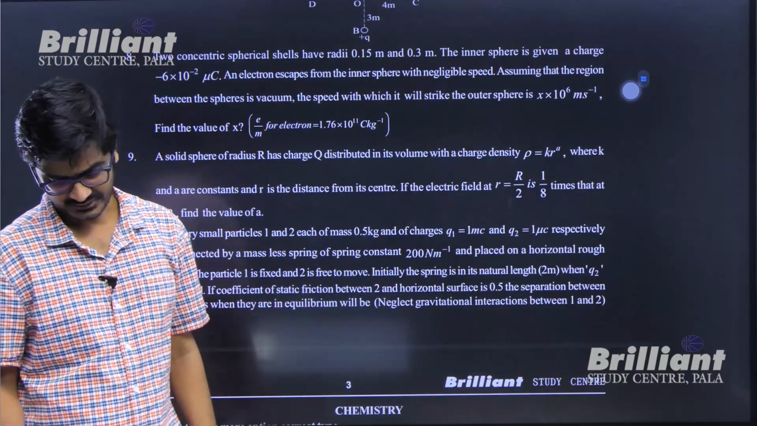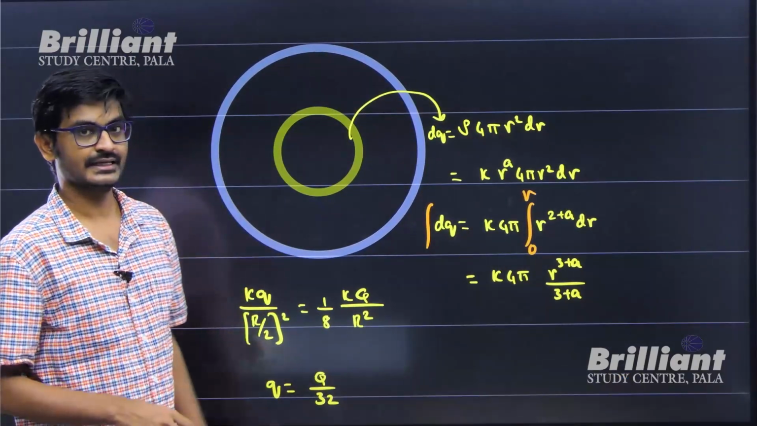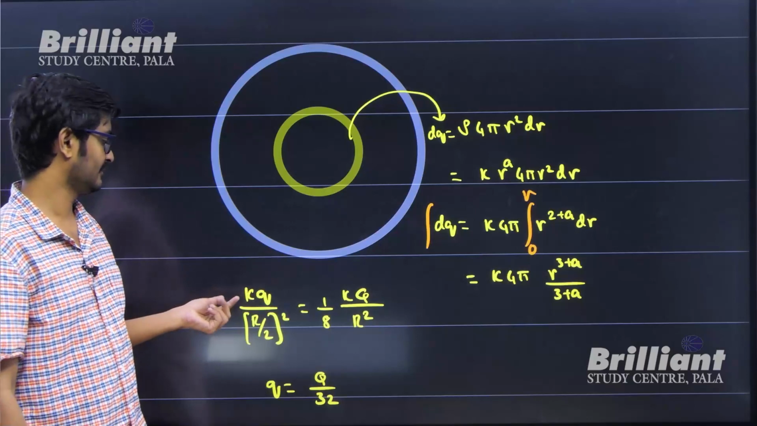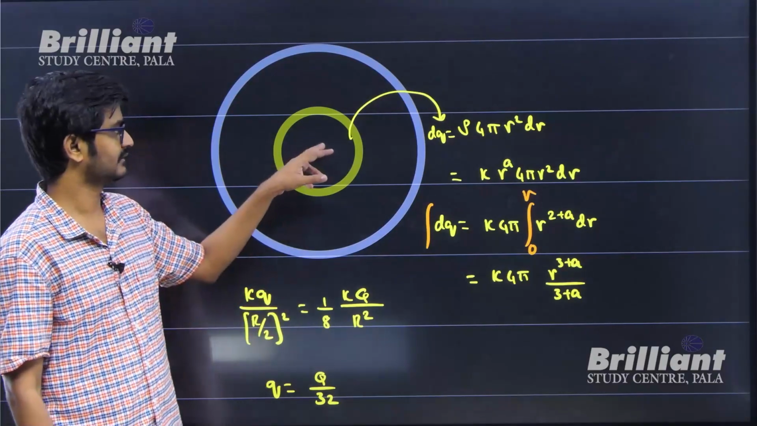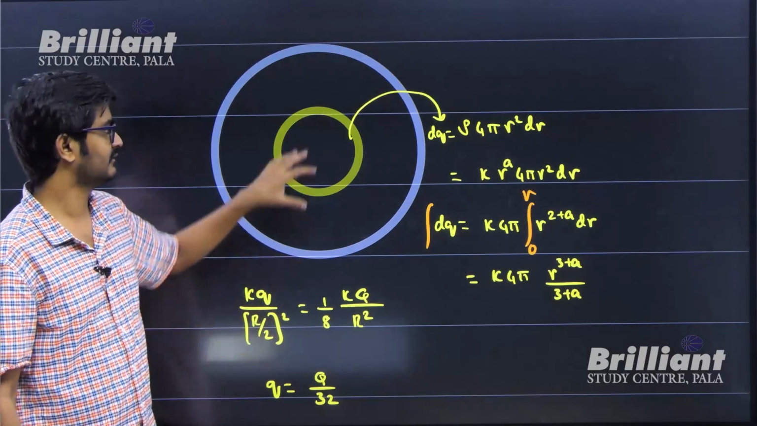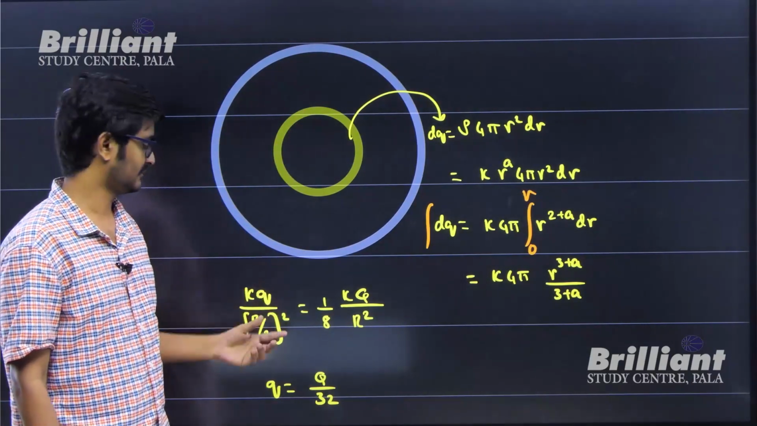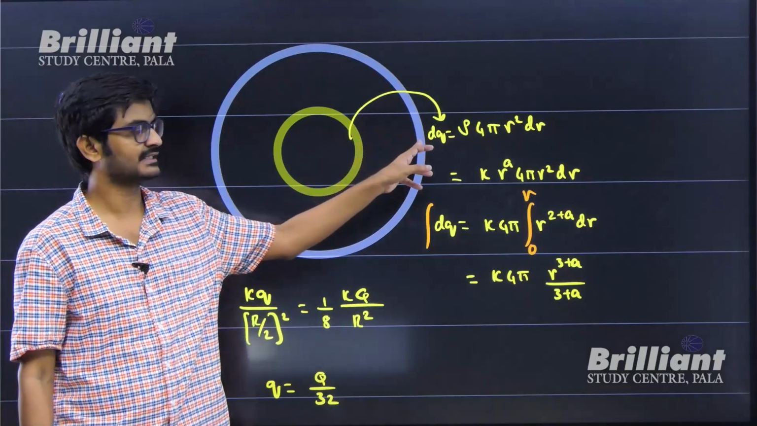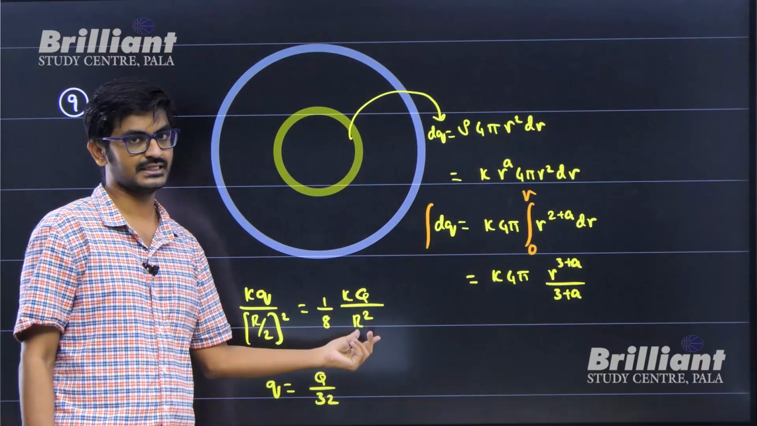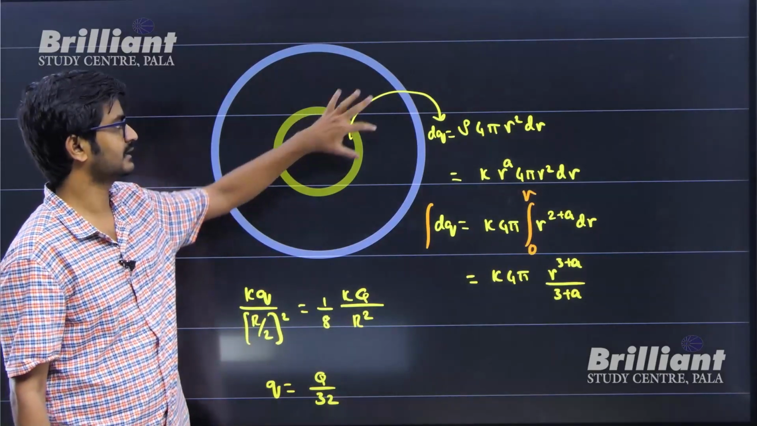So the electric field at r by 2 is 1 by 8 times the electric field at r. By symmetry I can say if I want to find the field anywhere it will be kq by, see, if I want to find it at a distance r by 2, I need to find the charge inside r by 2, then I can go with k into charge by r by 2 square. Similarly, if I want to find the field at a distance r, k into charge enclosed by r square. They said this is 1 by 8 times of this, but the charge enclosed here and the total will be different.